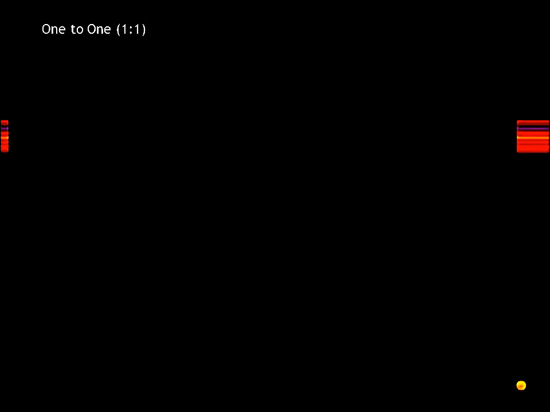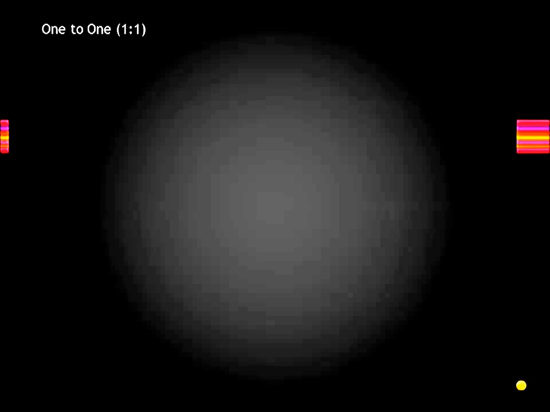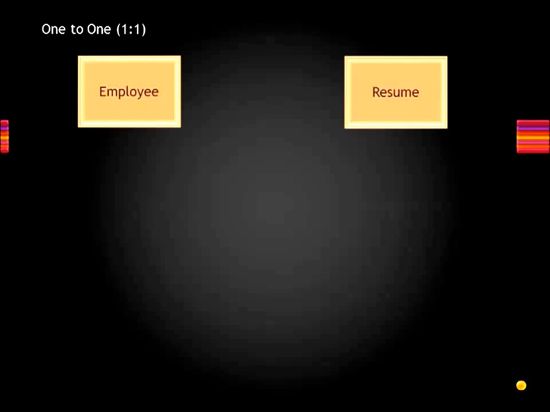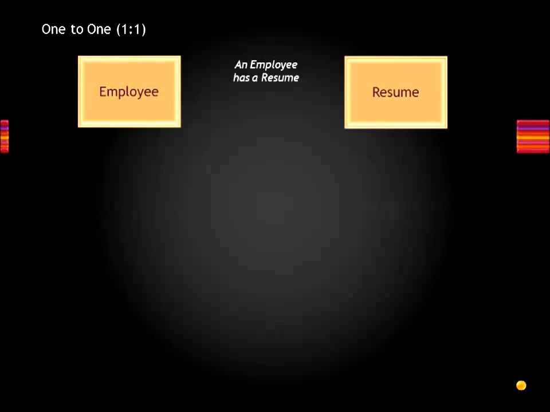Next thing that we are going to look at here is the relationship between entities or tables. There are different types of relationships between two entities or two tables. The first type that we are going to look at is a one-to-one relationship. As an example, let's look at employee table and a resume table. So in general, one-to-one relationship is a relationship between two tables where a single row in one table is linked to a single row in another table.